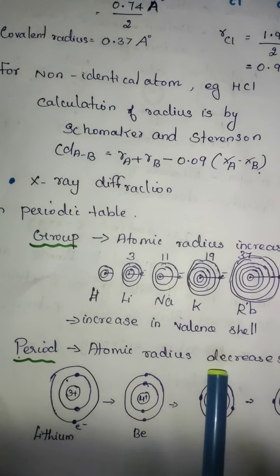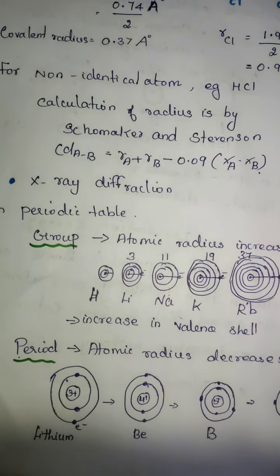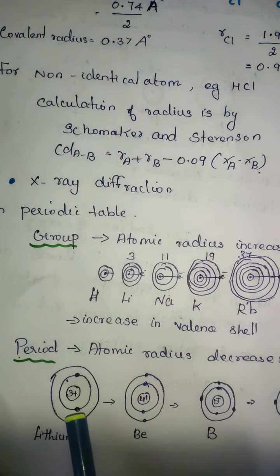Atomic radius decreases when we move from lithium to beryllium to boron and carbon, that is, from left to right. Why? See, for example, lithium: how many electrons does it contain? 3. And it has how many shells? Only 2 shells, isn't it?